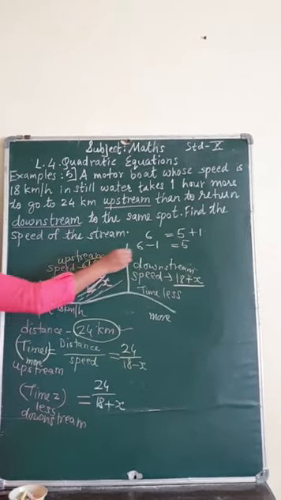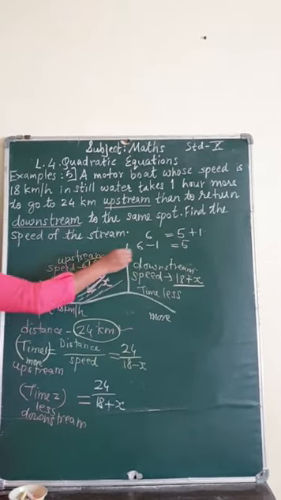Thus, according to the question, our equation is 24 upon (18 minus x) minus 24 upon (18 plus x) is equal to 1. Now, take the LCM of these two denominators. That gives us 24 into (18 plus x) minus 24 into (18 minus x) upon (18 minus x)(18 plus x) is equal to 1.